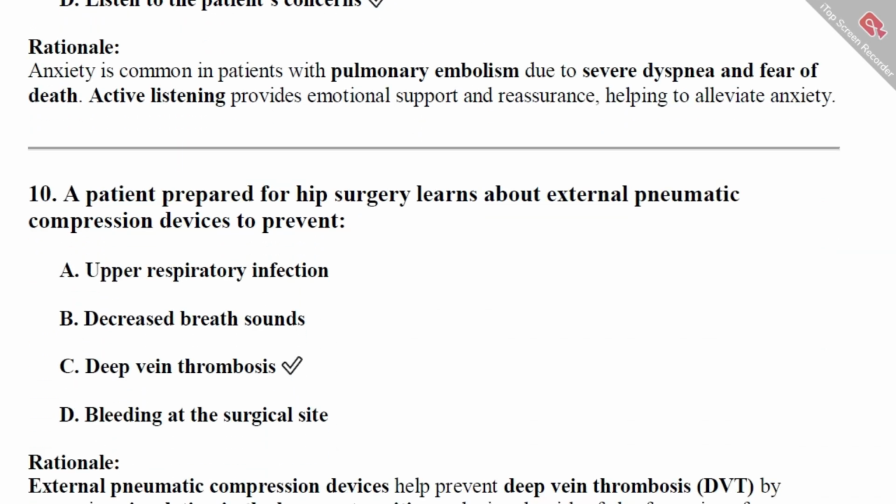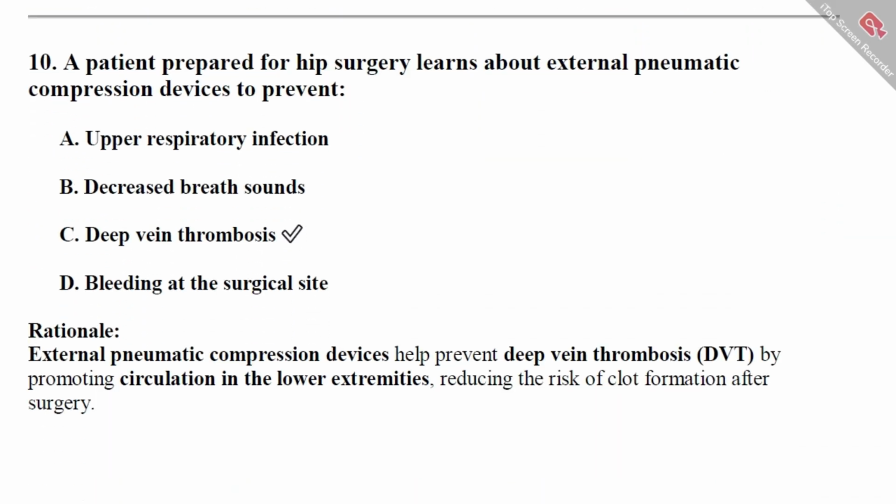Question number 10. A patient prepared for hip surgery learns about an external pneumatic compression device to prevent. Option A, upper respiratory infection. B, decreased breath sounds. C, deep vein thrombosis. D, bleeding at the surgical site. And the correct option is option C, which is deep vein thrombosis.